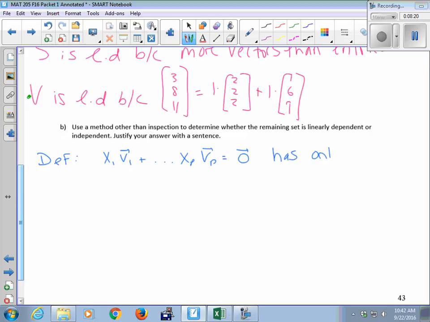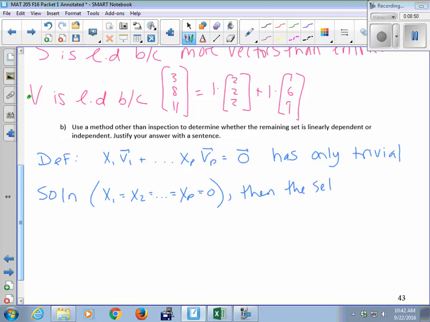So if this has only the trivial solution, what is the trivial solution again? What does that mean? All the weights are 0. Yep. Then the set is linearly independent. Otherwise, dependent.